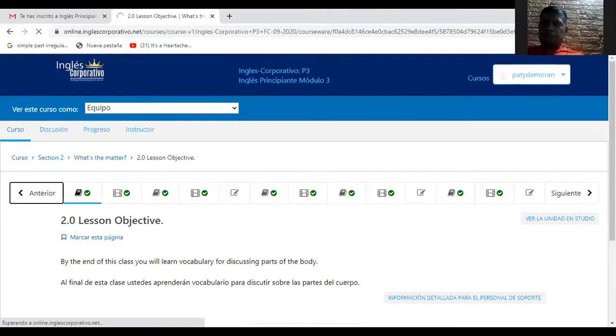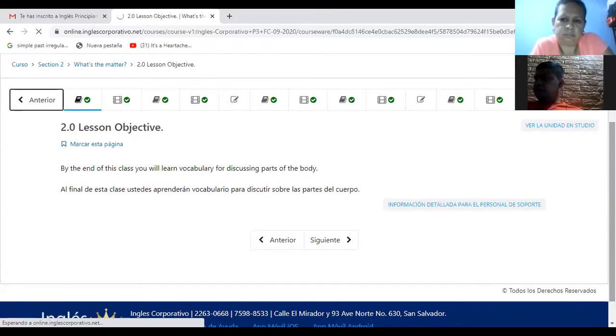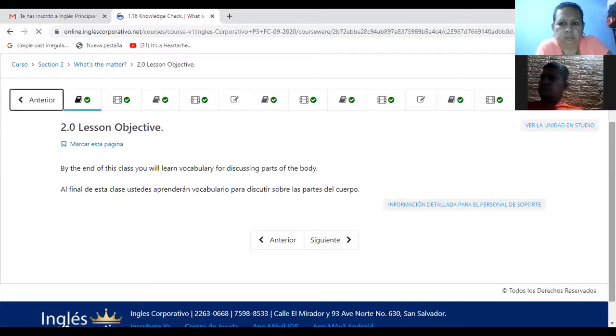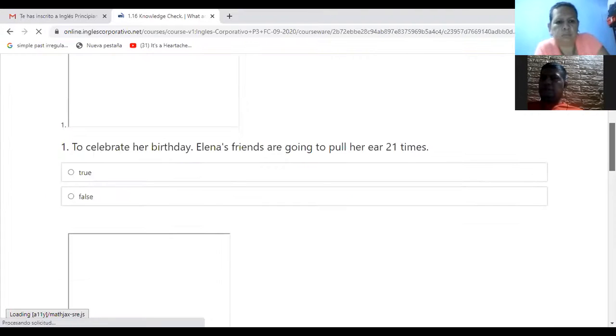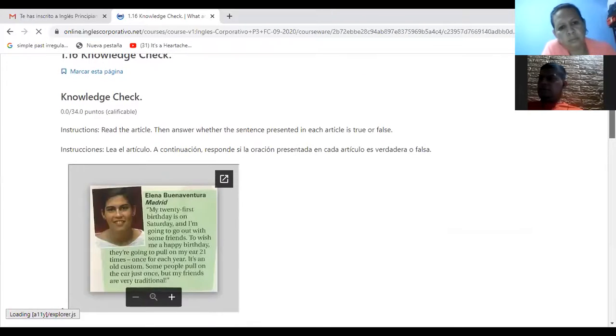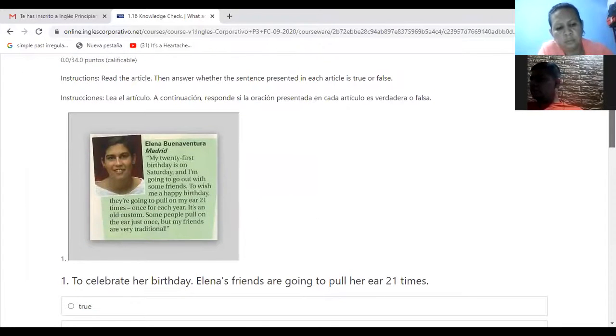Let's continue today with section number one, let's conclude. And then we are going to start section number two, okay? So I'm going to share the platform for you to see which part we are going to be working with tonight. And let me just finish the previous section. After we finish, we are going to start lesson objective 2.0, that says that by the end of this class, you will learn vocabulary for discussing the parts of the body. But the previous, as we studied last night, is the knowledge check that you have to complete based on the birthday celebrations of Elena Buenaventura, right?